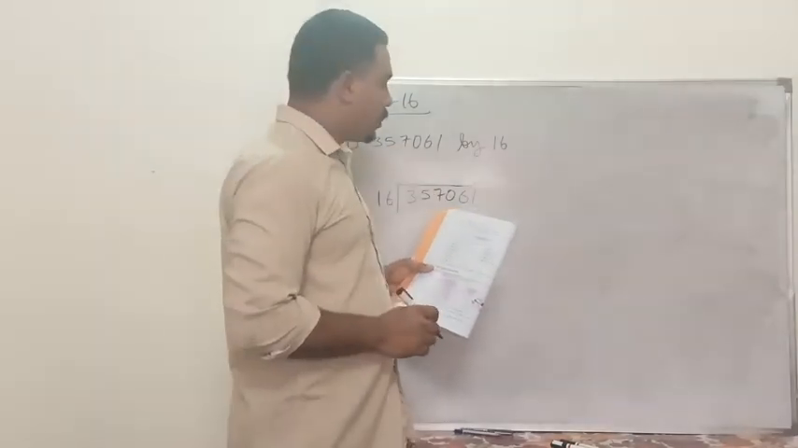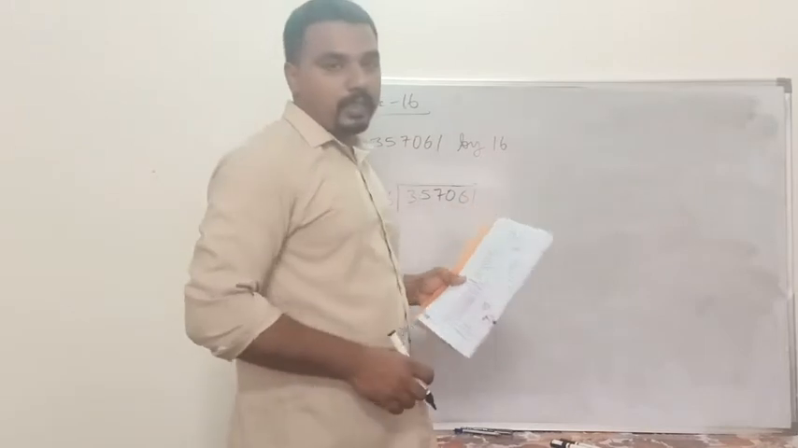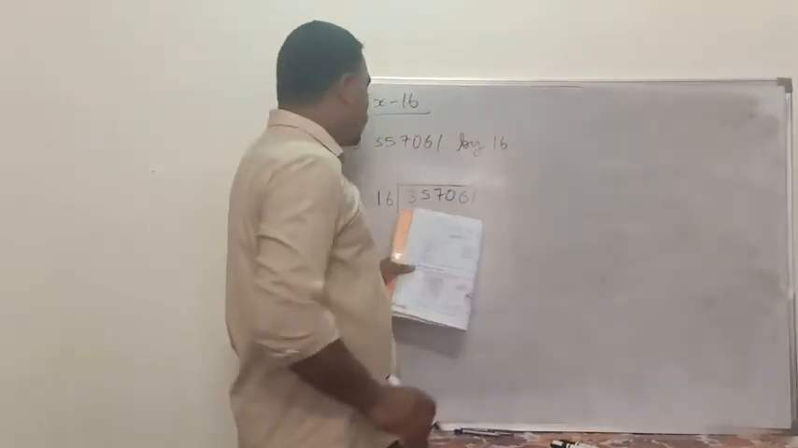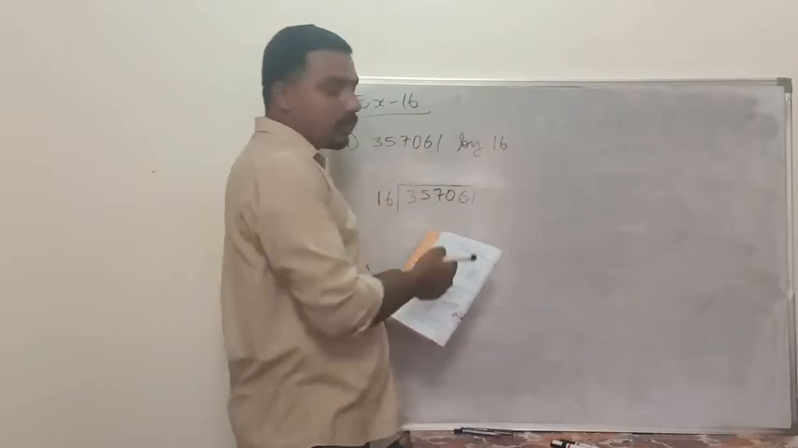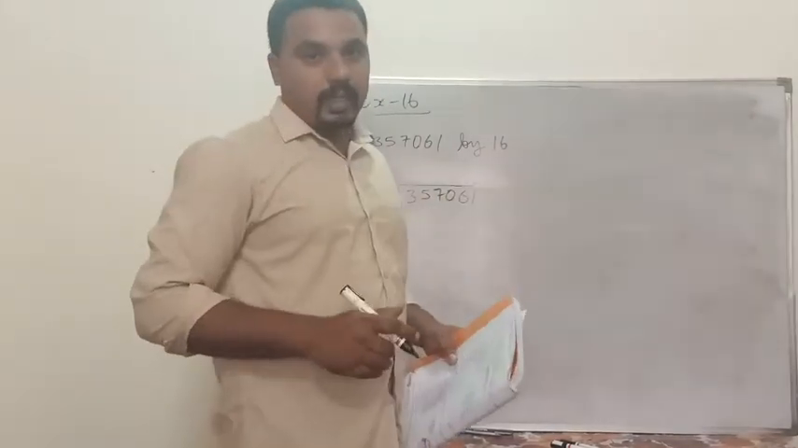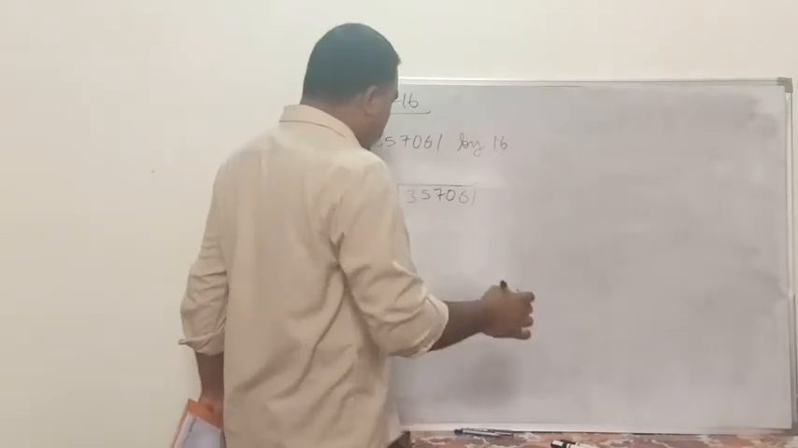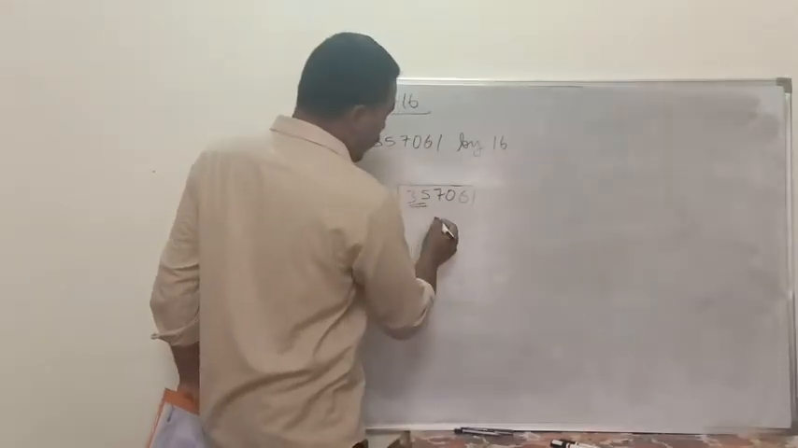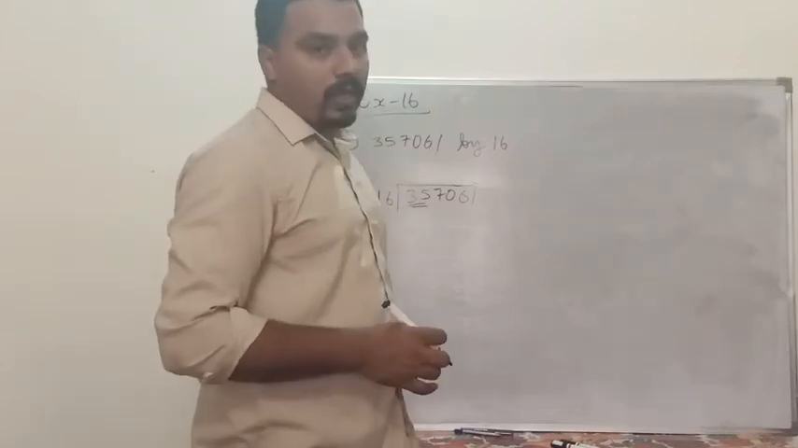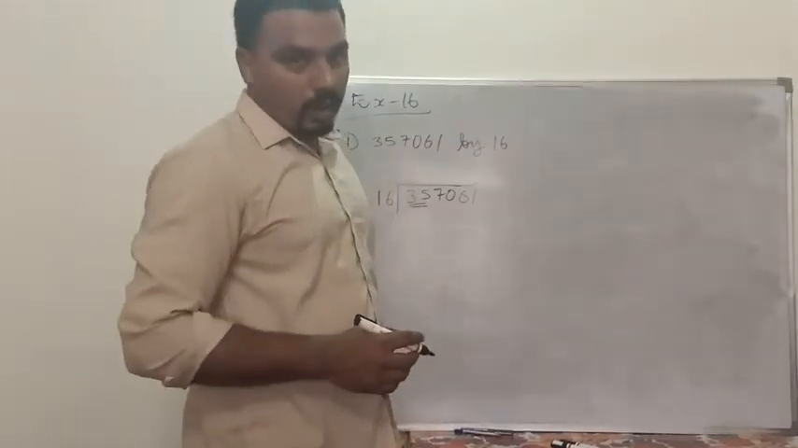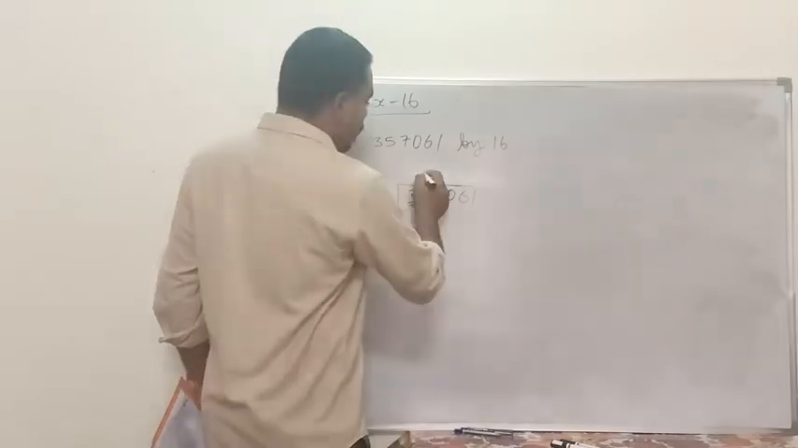3,57,061 is the question. We have to divide it by 16. So you have to arrange it this way. 3,57,061 divided by 16. Just check it. 16 twos are how much? We have to check these two numbers. Is it or not? Because the first number is less than the divisor, we have to take the first two numbers.